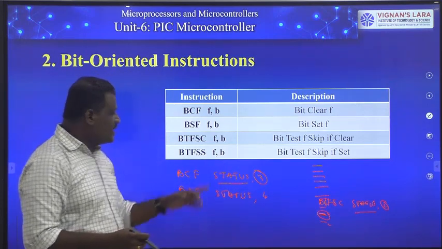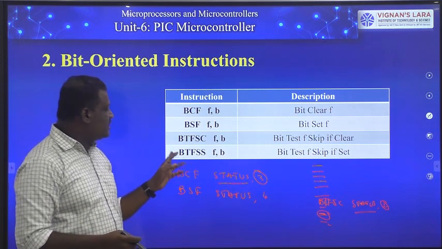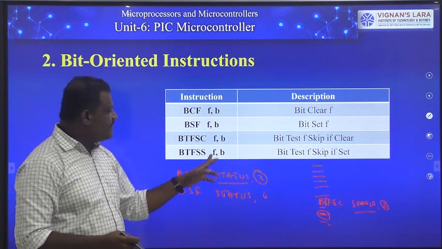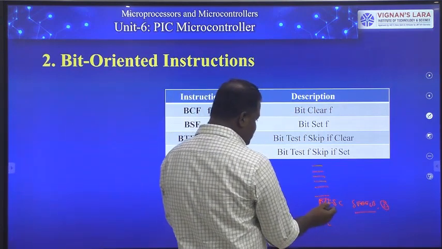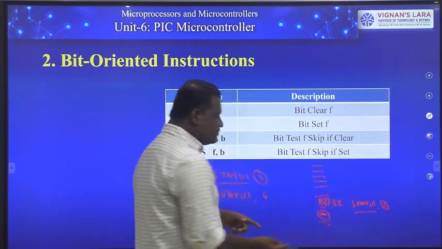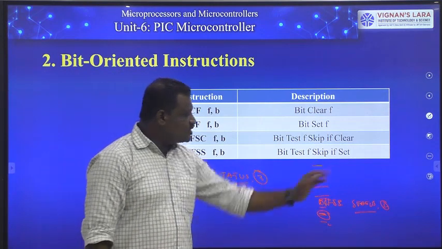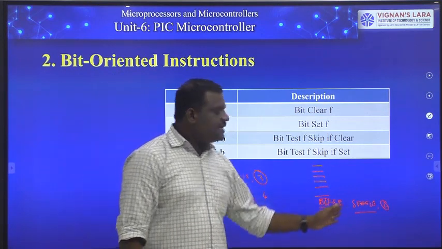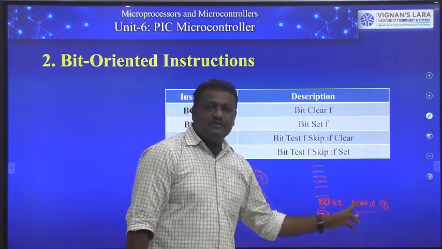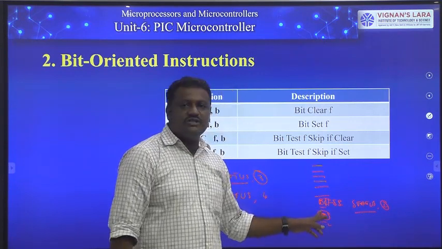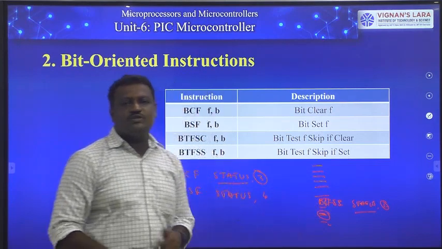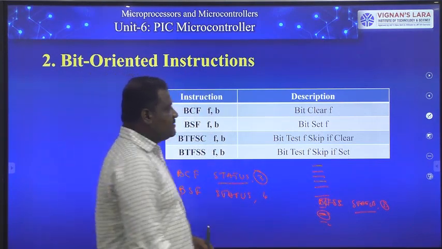That's the meaning of that. Opposite to that, next one is the BTFSS instruction, BTFSS F comma B. So again, if I write BTFSS STATUS comma 2, that means I straight away go and verify the second bit of the STATUS register. If it is set, I skip the next instruction. If it is not set, I will execute that instruction. That's the meaning of that.